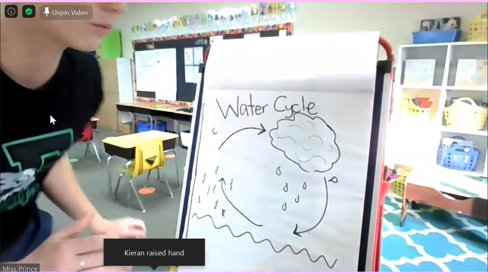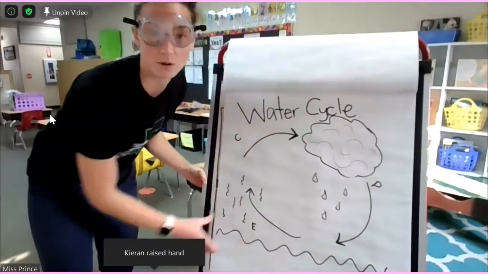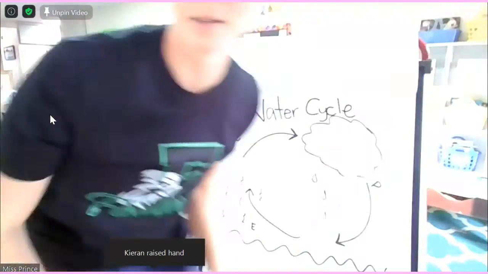Your job right now is to stay muted unless I call on you, and we're going to be watching the science project. All right, so first grade, I want to show you this chart of the water cycle that we just talked about, because this is what we're going to be doing for our science project.